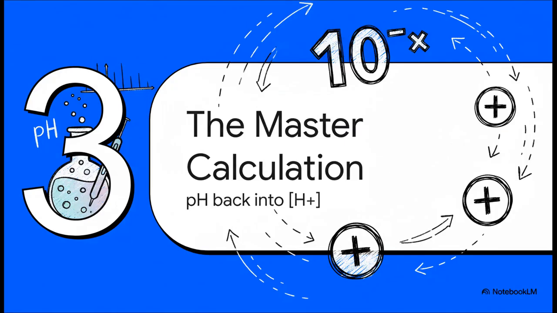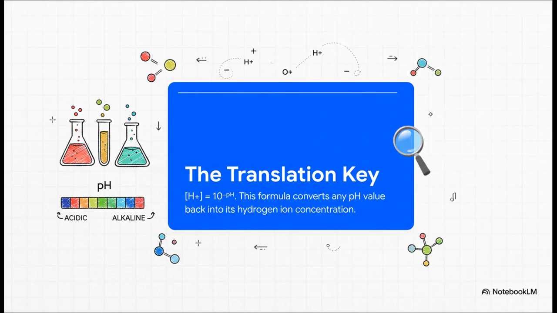Okay, so if pH is just a code for the ion concentration, how do we crack it in reverse? How do we take that simple number and turn it back into the actual, raw concentration of hydrogen ions? Well, that's what we're about to do. This, right here, is our master key. The concentration of hydrogen ions, that's what the brackets around H+ mean, is equal to 10 raised to the power of the negative pH. This one little formula unlocks everything.